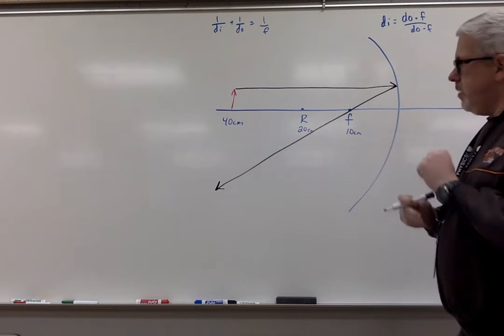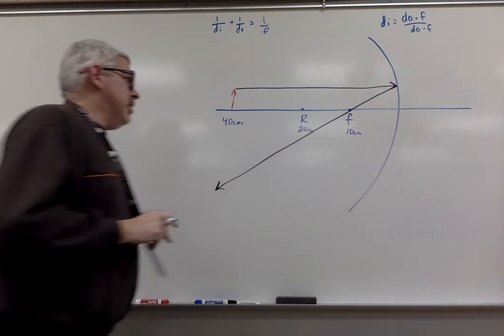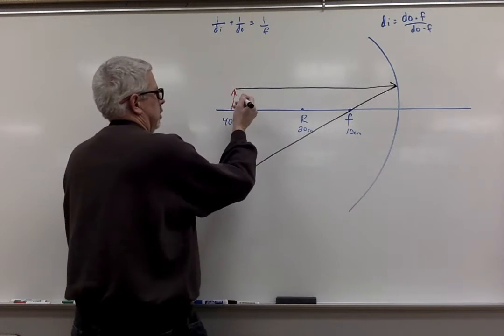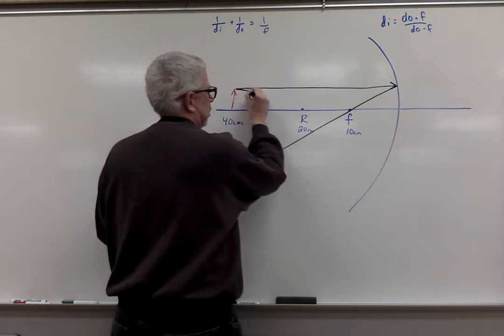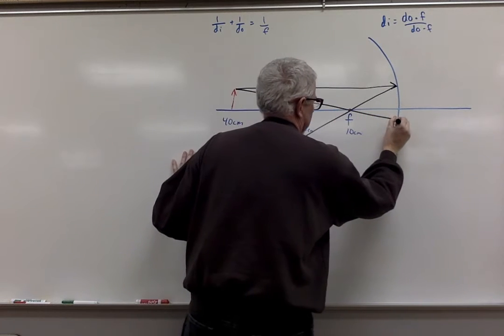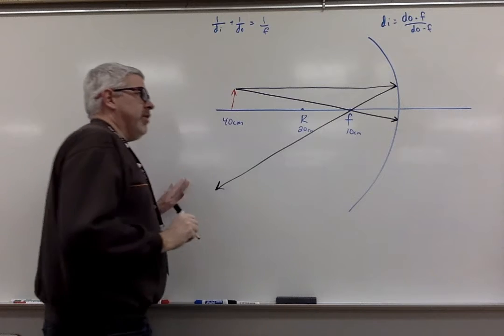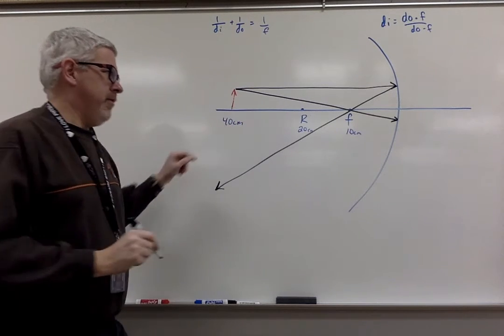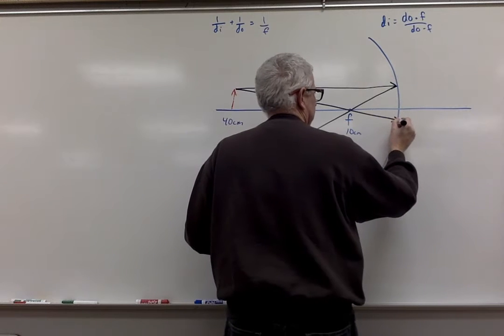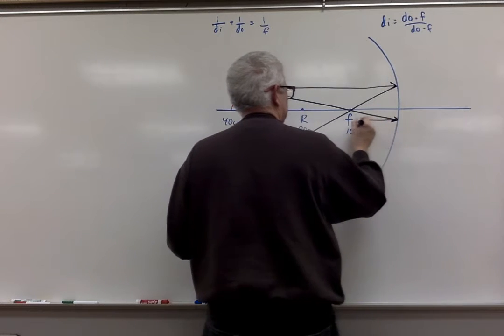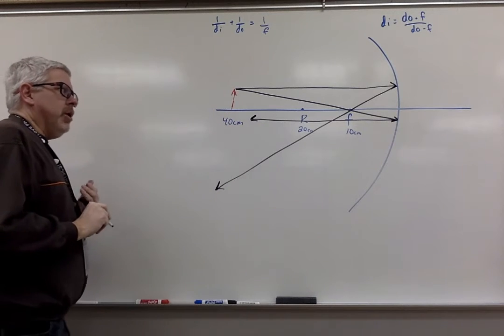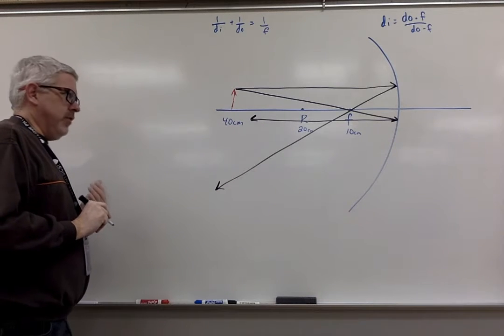The second most common ray to draw is a ray that comes in through the focal point. I'll see if I can do that. And it reflects back parallel to the optical axis. So it's kind of like the flip-flop of that first one. So something like this.